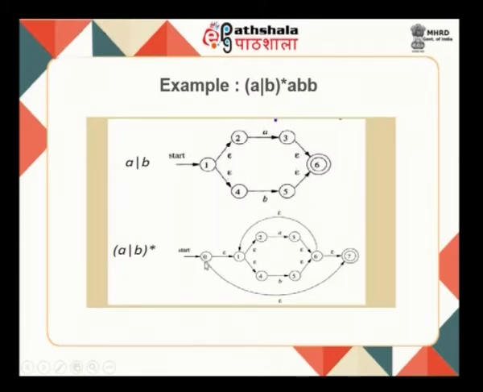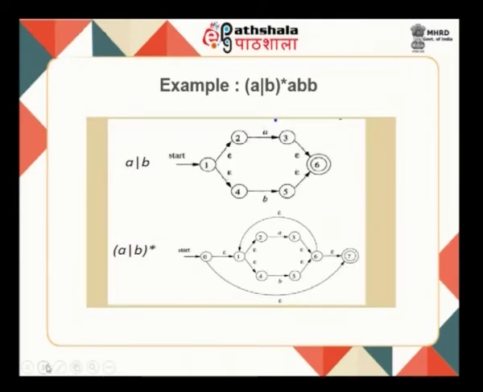That is, new start to new final on epsilon, old start final to old start on epsilon, new start to old start on epsilon, old final to new final on epsilon, and you have to rename your old start as new start as 0 and new final as the corresponding final state as your combined automata.